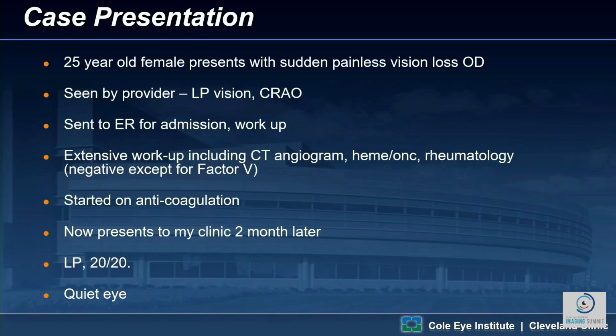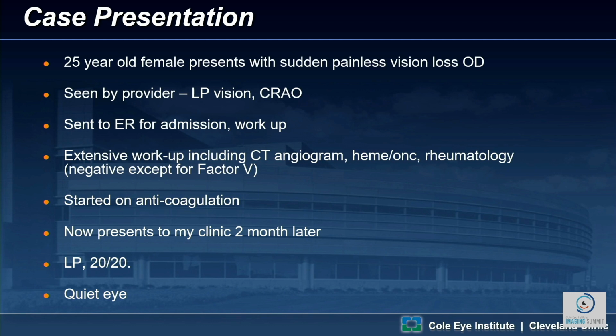So I'm going to give you the rest of the history. This was a 25-year-old female who presented with a sudden painless vision loss in her right eye. She was seen by a provider. She had LP vision and a diagnosis of CRAO. She was sent to the ER for admission, had an extensive workup, CT angiogram. She saw heme-onc. She saw rheumatology. Everything was negative. She was started on anticoagulation. And so she presents for follow-up, her first ophthalmology follow-up, 2 months after the ER visit.